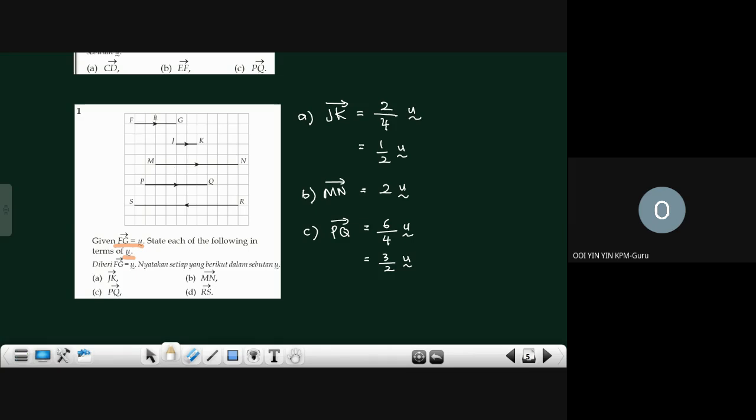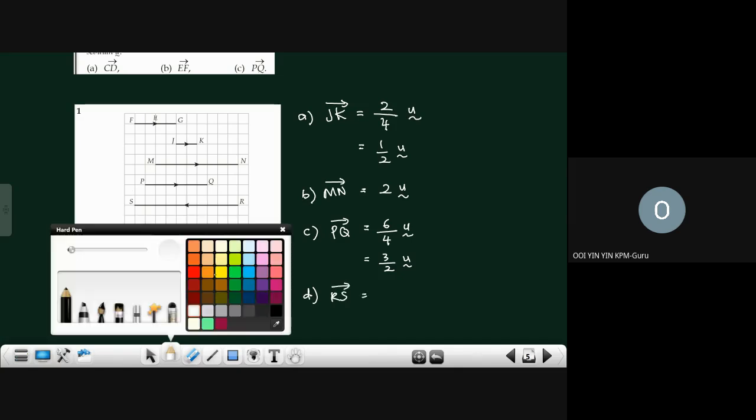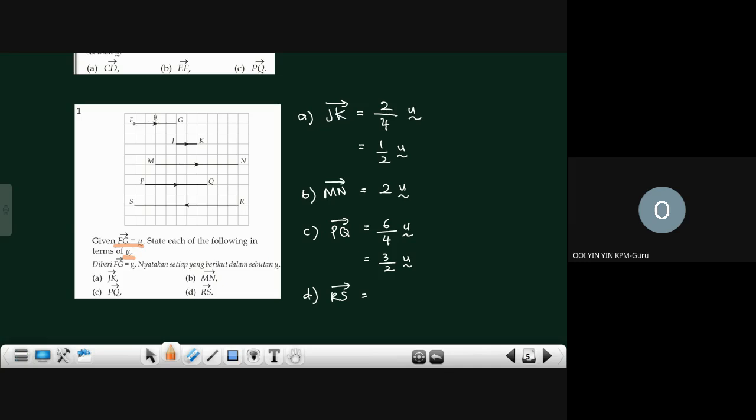The last one, D, RS. How many units compared to FG? 4, 1, 4, 8, plus 2, 10. So 10.